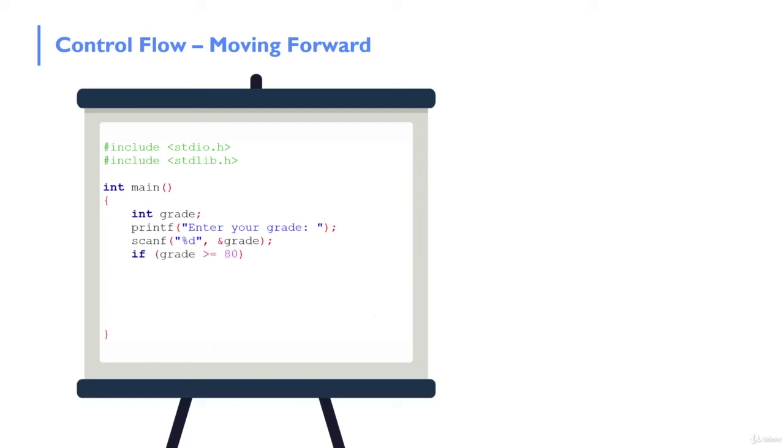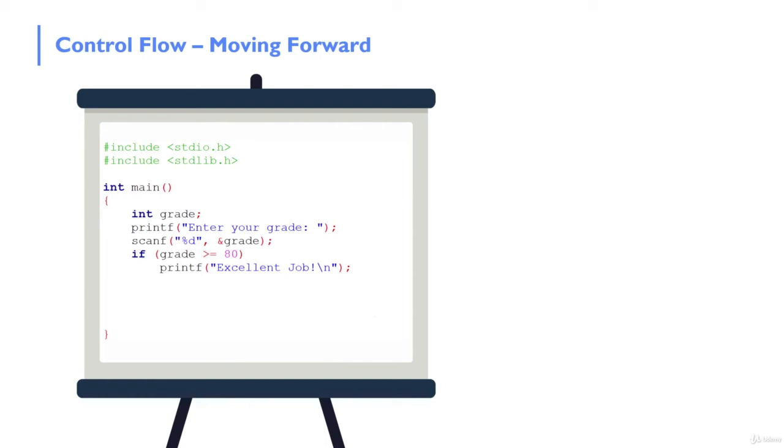So we just use the if condition: if grade is greater or equals to 80. And if that's the case, we should print an excellent job message. So we just go with the printf excellent job, \n at the end of it, and we are done with this result. If the result is true, then the message excellent job is printed to the screen.